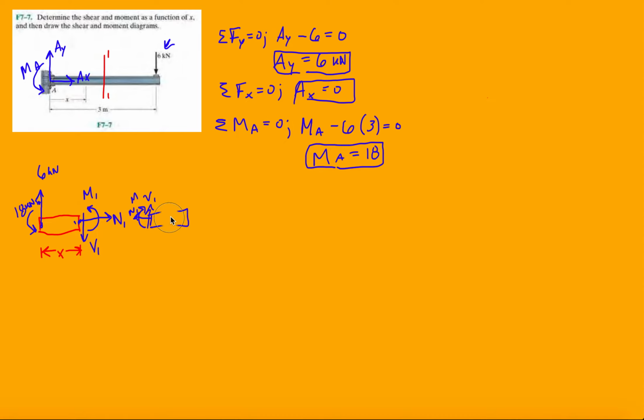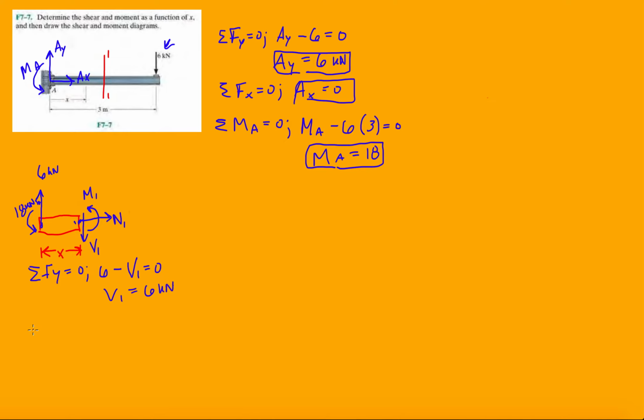Okay, let's erase that. Okay, and then the rest is simple here. So now we just have to sum forces in the Y. I have 6 kilonewtons going up minus V1. And this tells me that V1 is 6 kilonewtons.